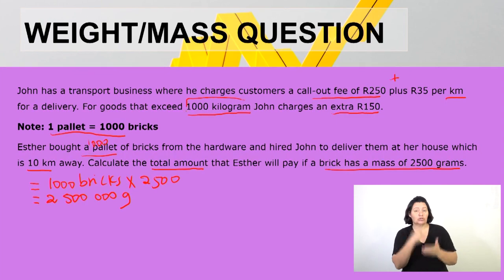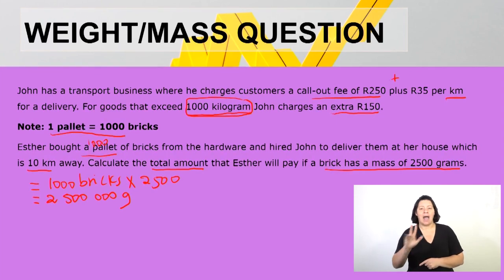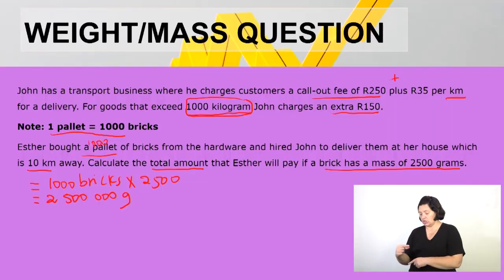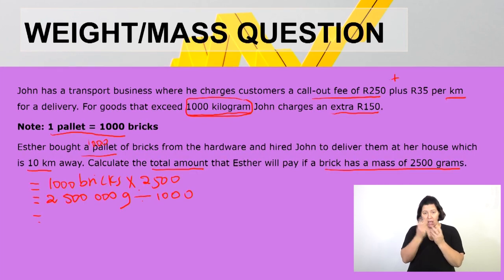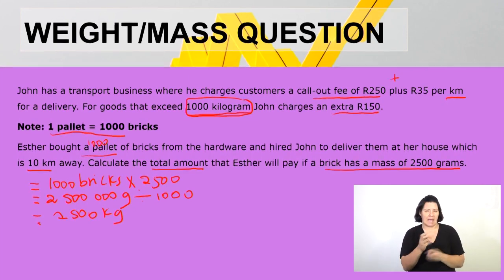Remember, John charges per kilogram. So to us, this is an indication that this mass should be converted to kilograms. From grams to kilograms, we divide by 1,000. So we're going to say that dividing by 1,000, we get 2,500 kilograms. Now let's see how much Esther will pay.